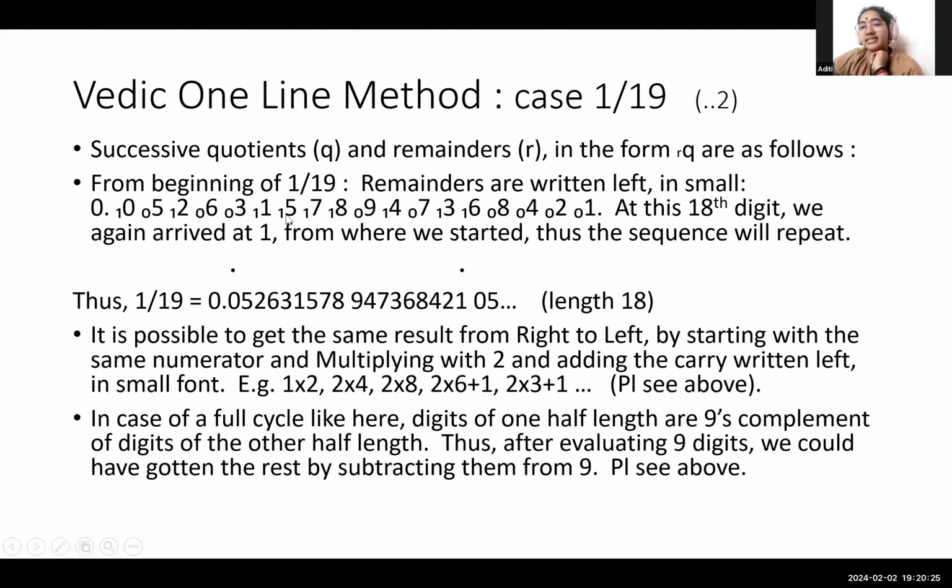Correct? Yes. 15 divided by 2, 7 quotient, 1 remainder. 17 divided by 2, 8 quotient, 1 remainder. 18 divided by 2, 9. 9 divided by 2, 4 quotient, 1 remainder. 4. And 14 divided by 2 is 7. 7 divided by 2 is 3 quotient, 1 remainder.